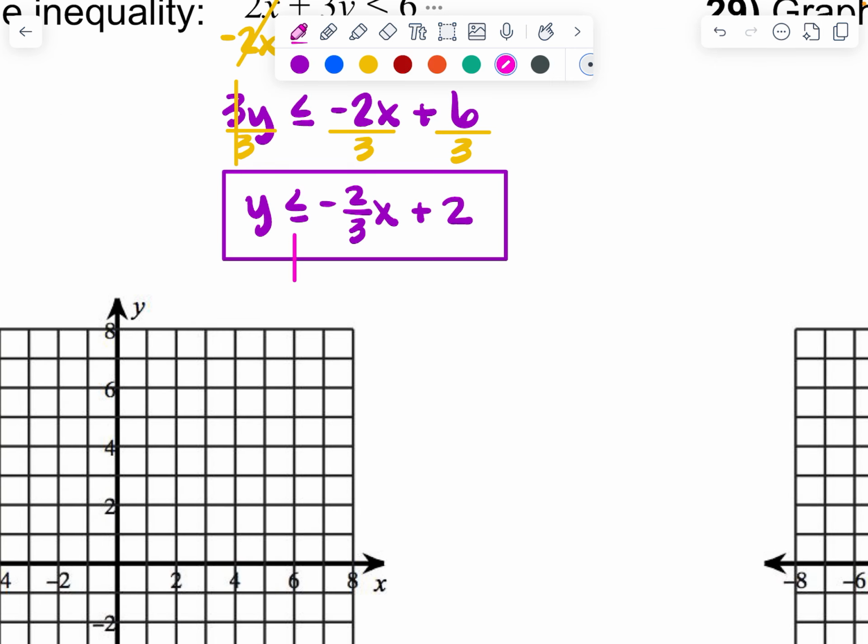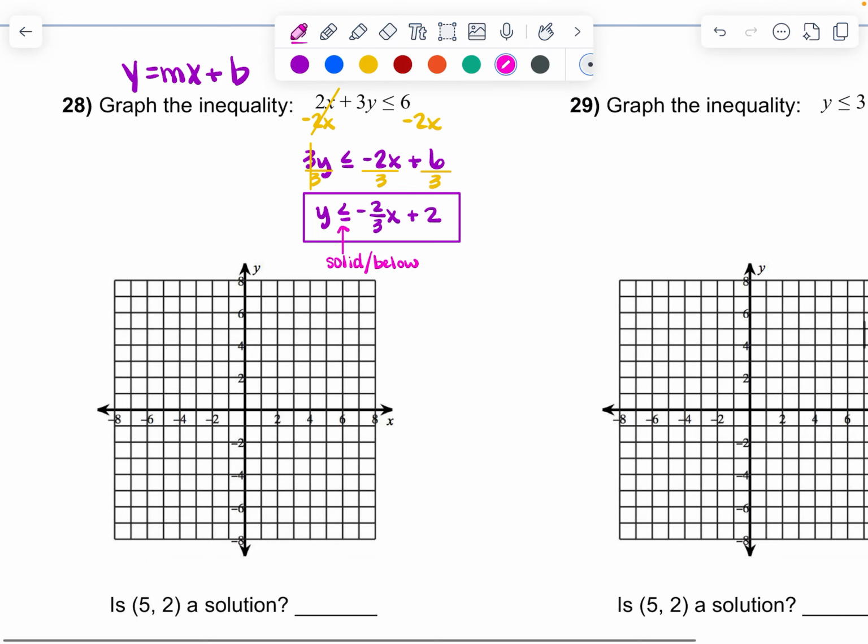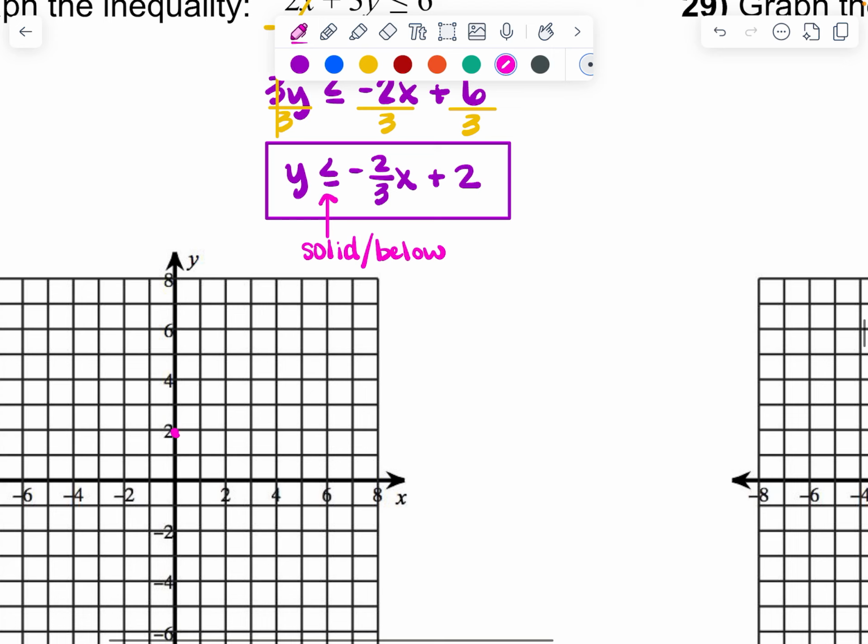And before I graph it, I just want to do a quick analysis of our symbol here and what this means. Right, so I've got the equal to bar, which means it should be a solid line, solid black line. And then y is less than the line, which means we should be shading below. Right, so I just want to always have that in mind before I start graphing.